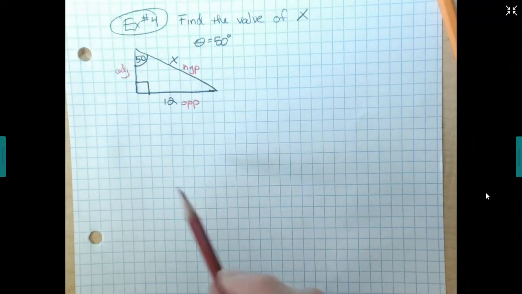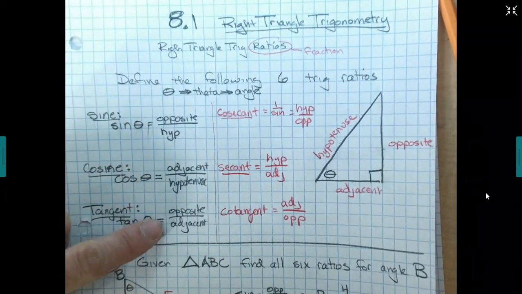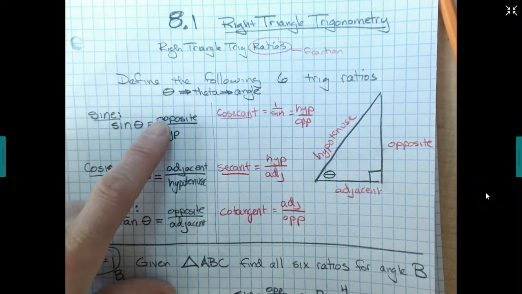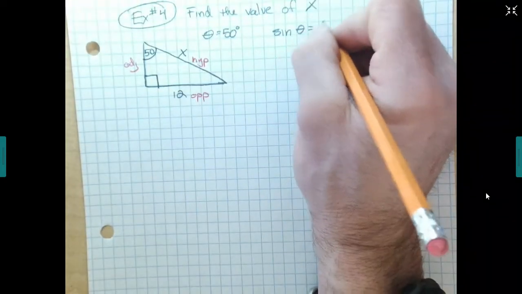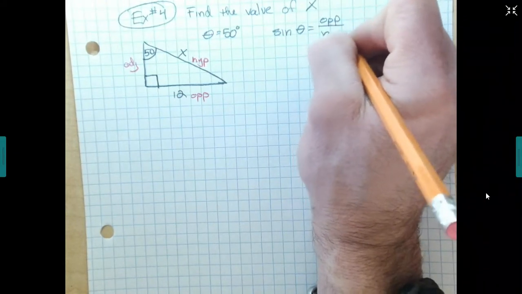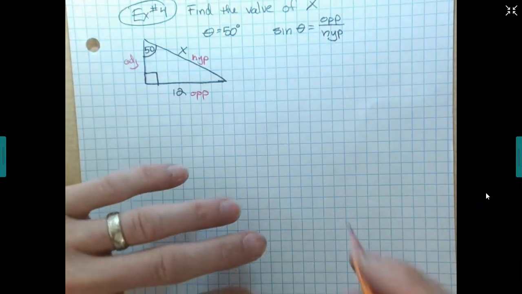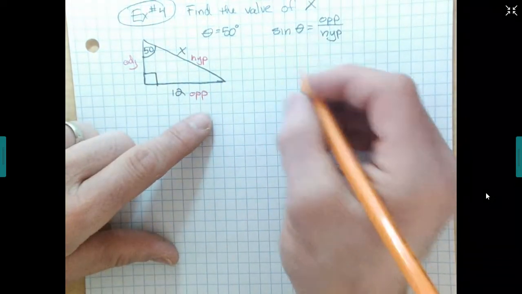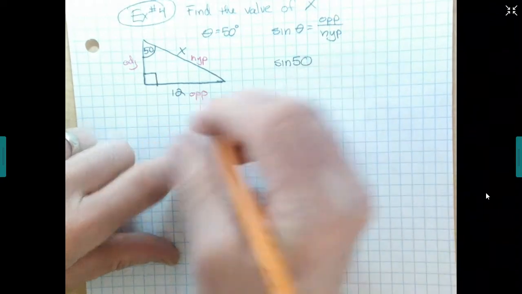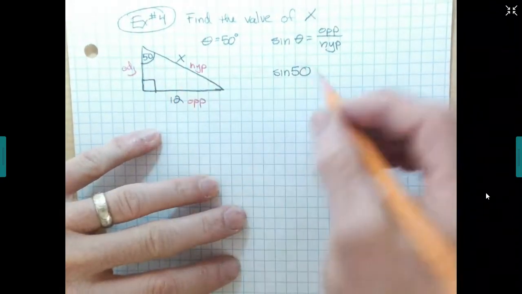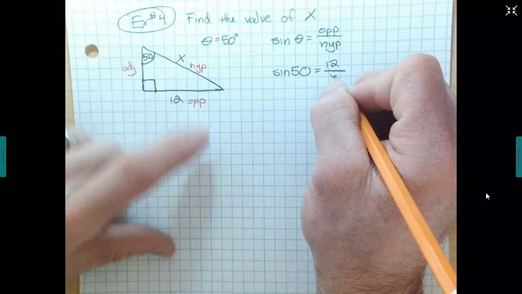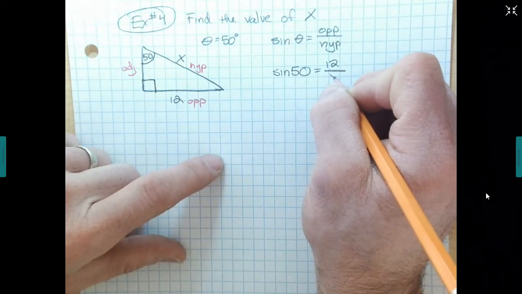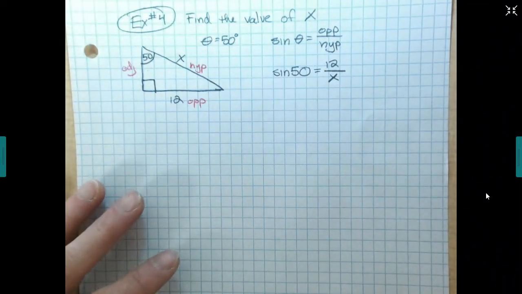So what we want is something that deals with hypotenuse and opposite. Which one of our six deals with hypotenuse and opposite? Right here. Sine of theta equals opposite over hypotenuse. All right, so how do I set this up? Well, my theta is 50, that's the angle that I'm working with. The opposite is 12, and my hypotenuse is x.